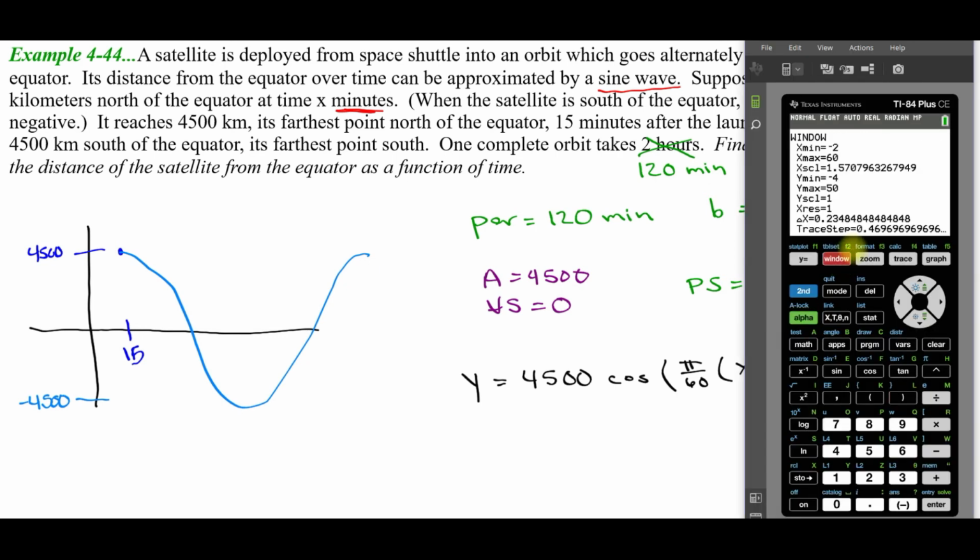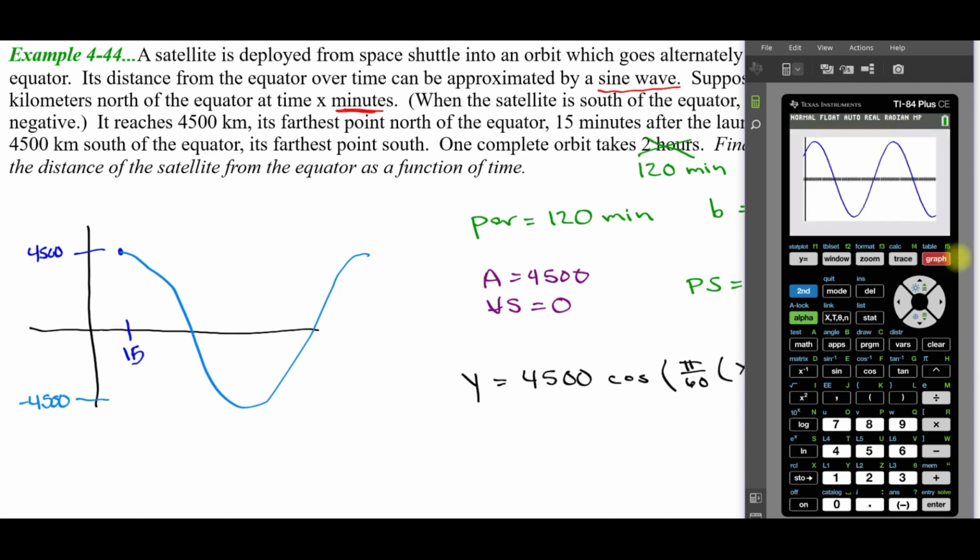I'm going to go back to my window. You really have to think about your window here. So remember my period is 120, so I'm just going to go a little bit past that. I'm going to go maybe 200. And then your y-min and your y-max were negative 4,500 and 4,500. So I'm going to go just 5,000. So negative 5,000 to positive 5,000, just so I have a little bit of room to work with.